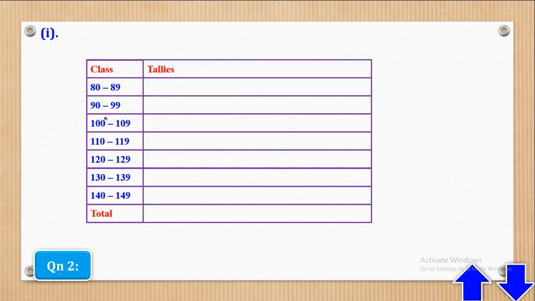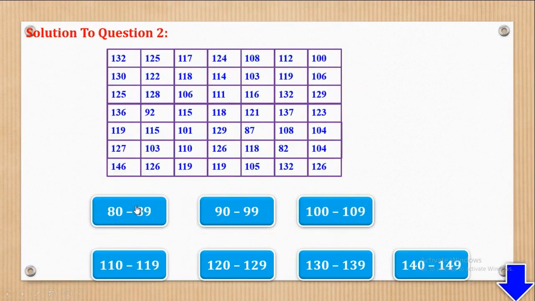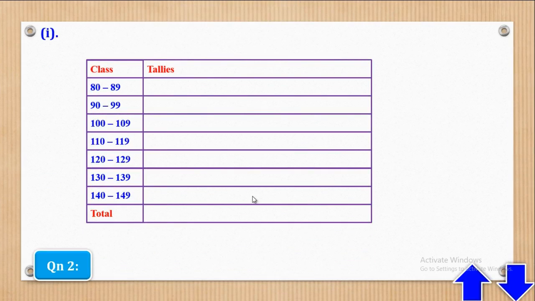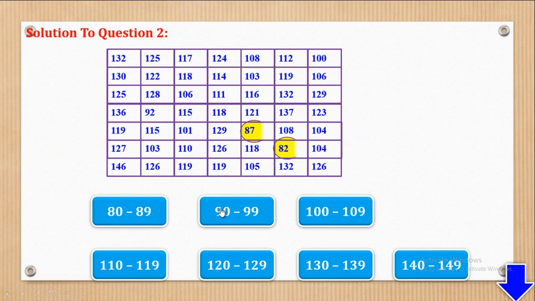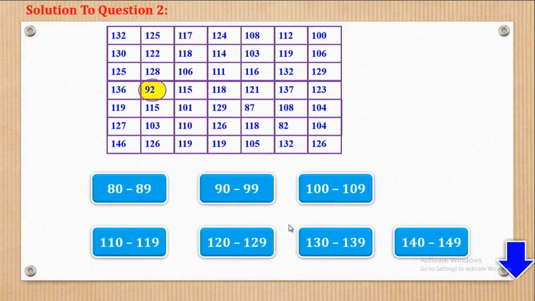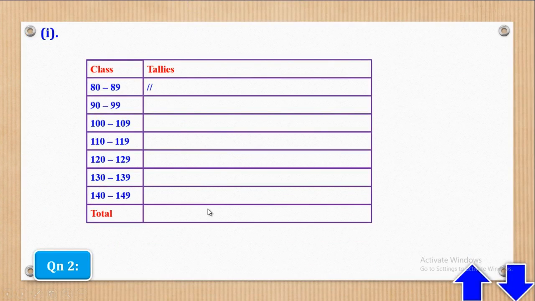Now that we know the classes, we can go to our tallies. Just begin with values from 80 to 89. I'll highlight the values from 80 to 89, and I realize they are only 2, so I'll go back and push tallies of 2. The next will be values from 90 to 99. When I remove this and put this, I realize that there's only one value, so I'll put a tally corresponding to 1.